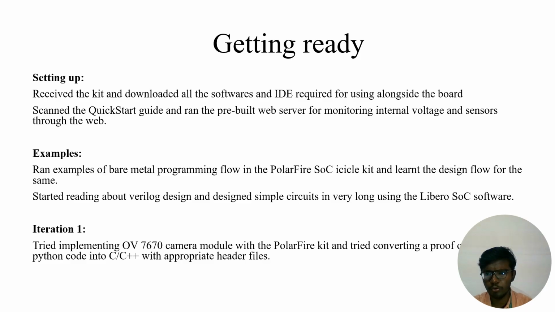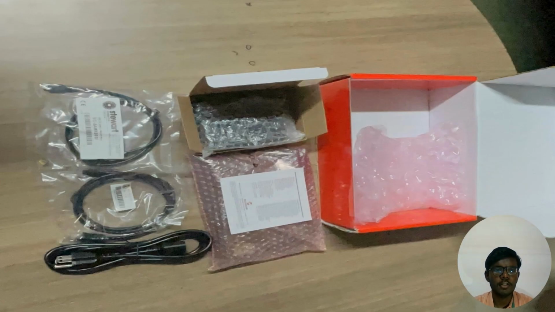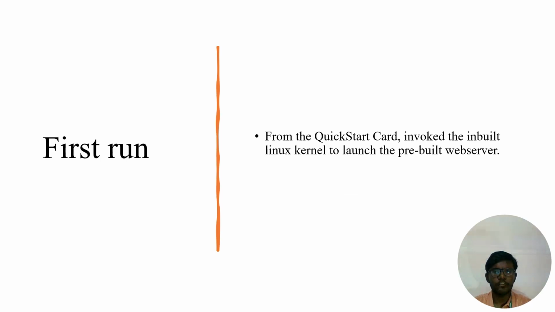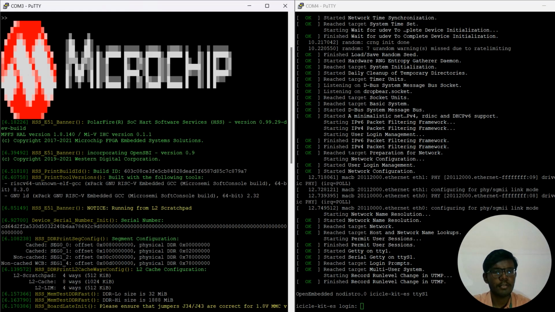And we ran through two iterations of interfacing cameras for stereo depth estimation. This was the first unboxing of the PolarFire SoC Icicle kit and the various software tools required. We used Libero SoC Design Suite, SoftConsole IDE, and MSS Configurator on both Windows and Linux platforms. Our first run was to go through the quick start card and invoke a pre-built Linux kernel to launch a web server, which was built in. And this was our first boot. Here we can see the Microchip logo alongside the pre-built Linux kernel booting up without any errors.